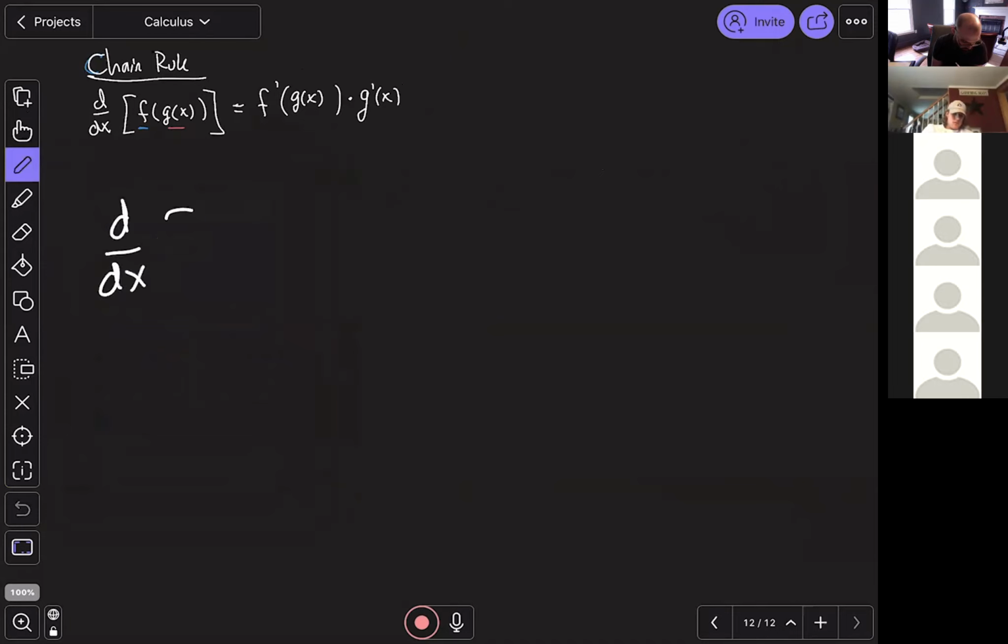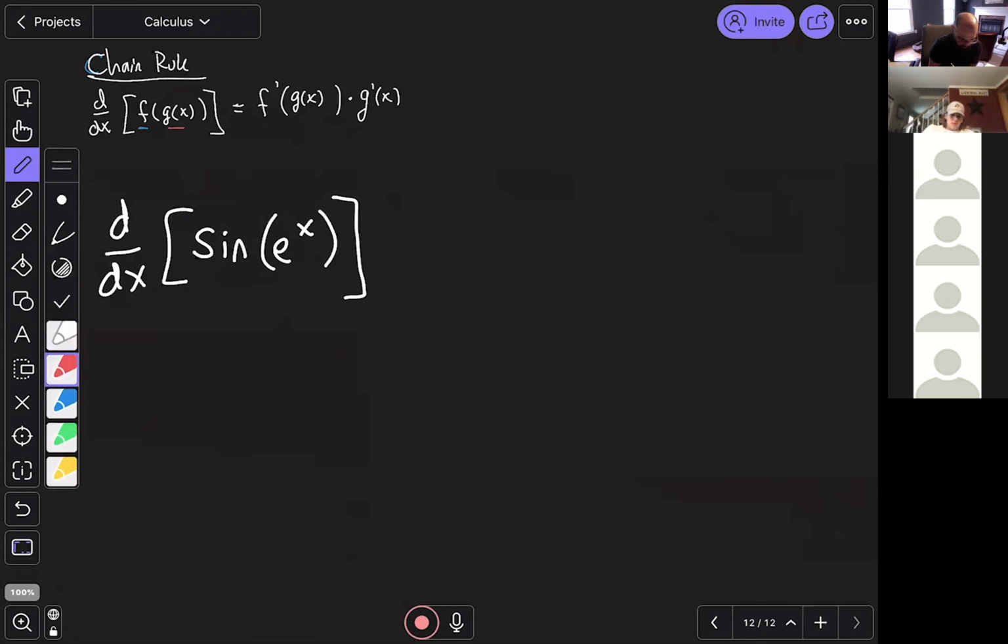If I wanted to use the chain rule, I could have a function that looks something like this. I'm going to take the derivative of sine of e to the x. So what I want to do is identify, what is my inside function and what is my outside function? In this case, our inside function is e to the x, and our outside function is sine of x.